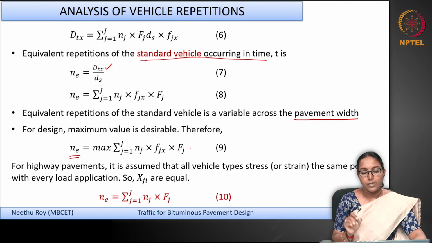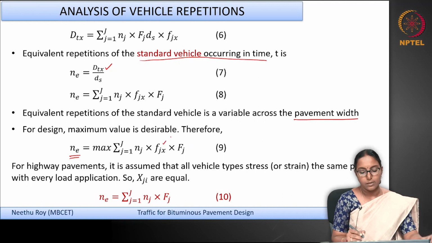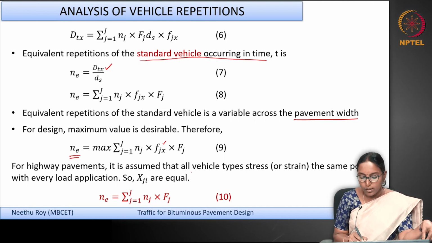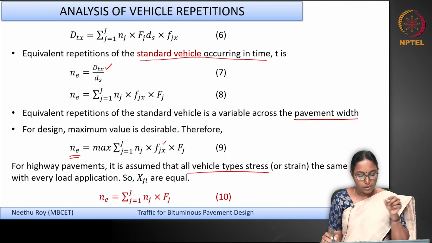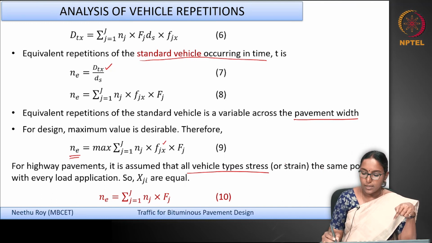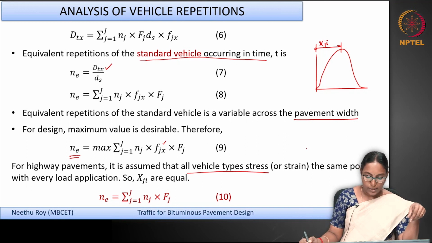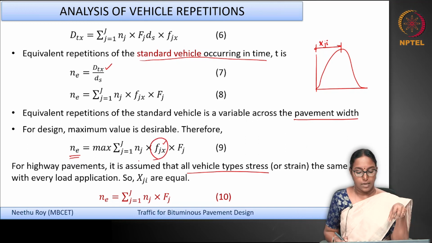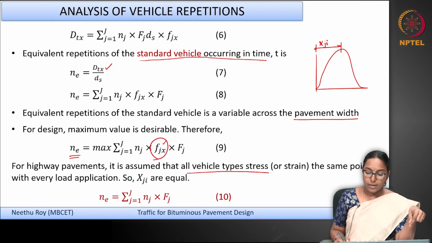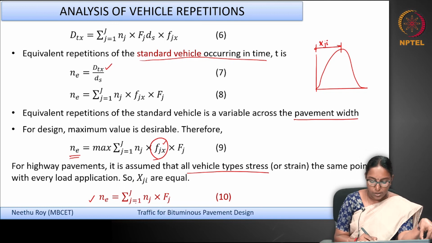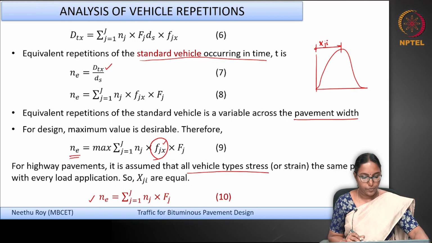fj. Now, in the case of an airport pavement, it is very reasonable to consider that vehicles wander over the pavement section, whereas in the case of highway pavements, it can be assumed that all these vehicle types will stress or strain the same point during every load application. So in this distribution of load, this distance xji for the ith vehicle is constant for all classes of vehicle, so the frequency fjx, that is, the frequency of stress or strain, can be taken as unity, so that the number of repetitions of the standard vehicle occurring in time t can be written as sigma j is equal to 1 to J of nj fj.